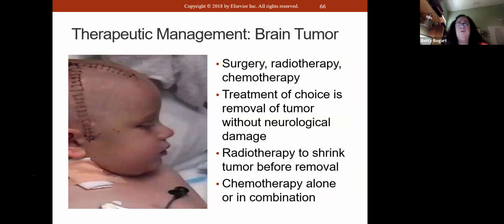So brain tumors, how do we treat them? Well, depending on where it is, number one, we're probably going to shrink it with radiation and chemo, and do surgery to get it out, if we can, depending on where it is. All right.